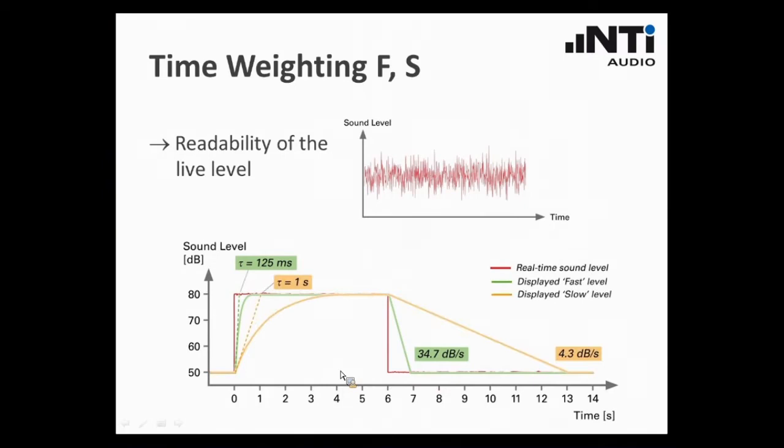The same applies for the slow weighting. Here we have a higher time constant, which means it takes a little bit longer for the test instrument to display the new level that has already changed. The same applies for the decay. When the sound is switched off, it takes longer for the test instrument to display the new level. So it is just slower. It has a higher inertia compared to the original sound, and that makes the display better readable.